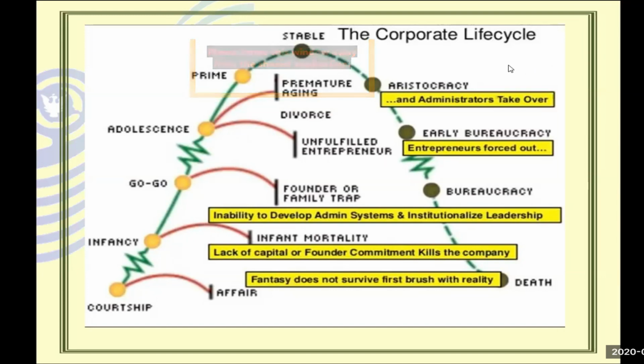Then from there you go to early bureaucracy. The entrepreneurs may be forced out. You may sell the business, but the business is still operating. Then we have late bureaucracy, or bureaucracy, whereby there are a lot of rules, and then it can lead to death. That means exit from the system.